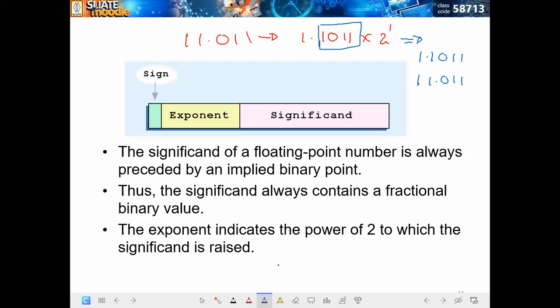අපි හිතමු number එකක් මේ විදිහට තිබ්බ කියලා. Let's say 001101, right? In normalized way we can write like this.